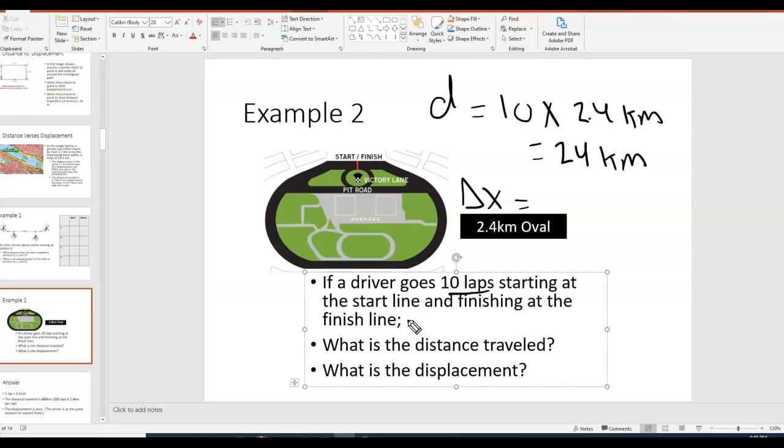Okay, if they start at the start line, go around 10 times, and then finish at the finish line, their displacement would actually be 0 kilometers. And the reason is because even though they've gone around 10 times, their start point and their end point are the same. Therefore, they have a displacement of 0 kilometers. Okay, so that is example 2. Pause there if you need to look at that some more.